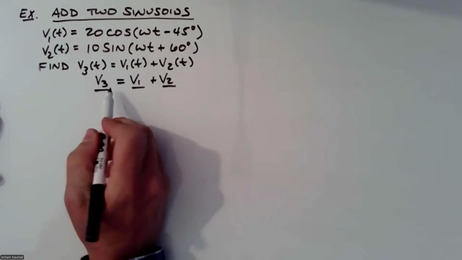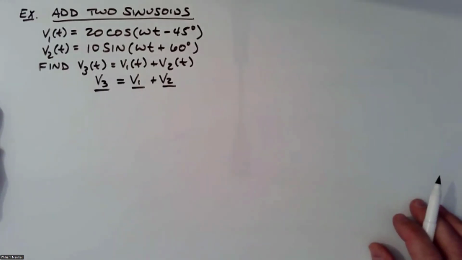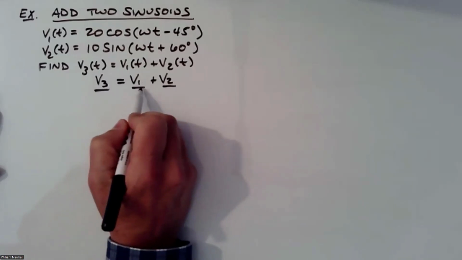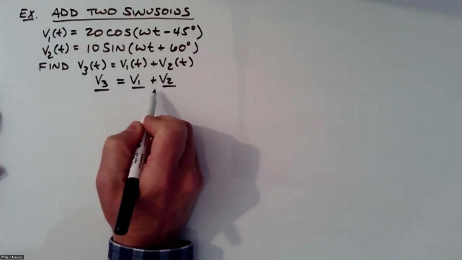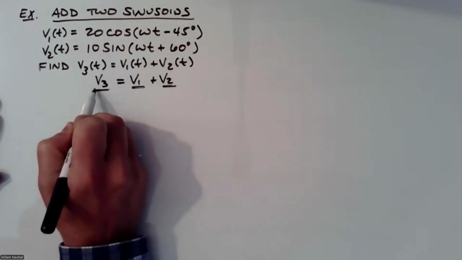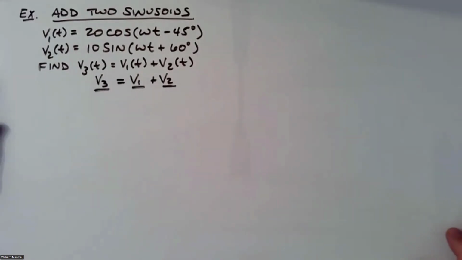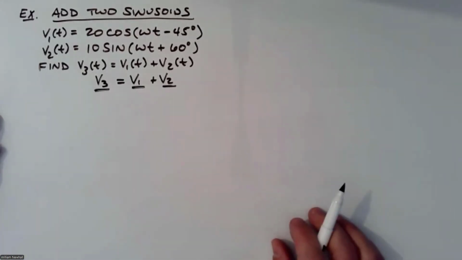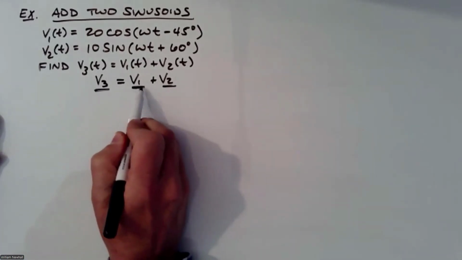Someone asked, wait, I thought the underline also meant vectors. Yeah, that's right. So remember, a phasor is a vector, right? So yes, these are vectors that represent the amplitude and phase of a sinusoid. So instead of saying a vector that represents the amplitude and phase of a sinusoid, I'm just going to call that a phasor. So these are phasors.